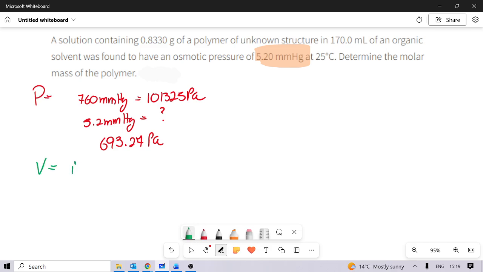The volume is 170.0 milliliters. To change milliliters, so milliliters is a centimeter cubed, into meters cubed, it is times 10 to the minus 6 meters cubed. And the temperature is equal to 25, but I need it in Kelvin, so it is 25 plus 273, so it will be 298 Kelvin.